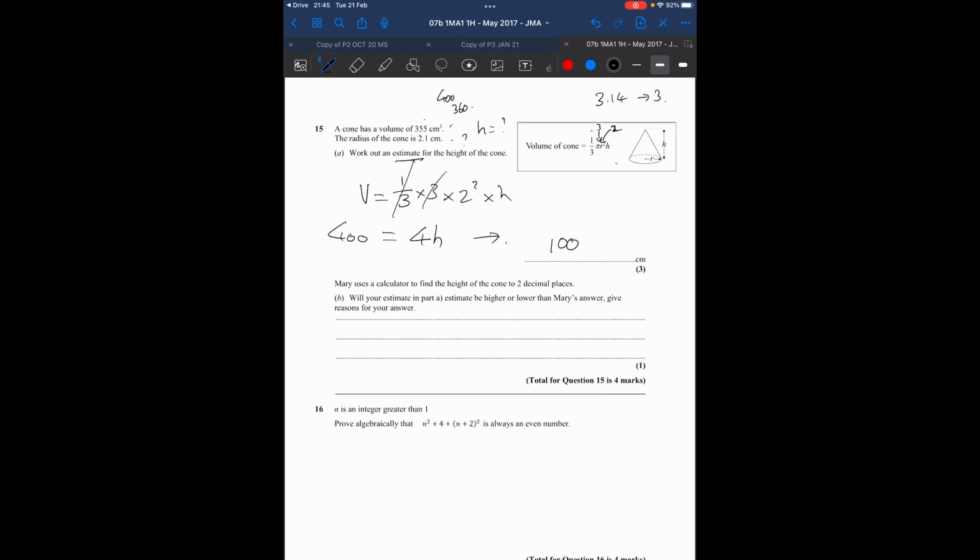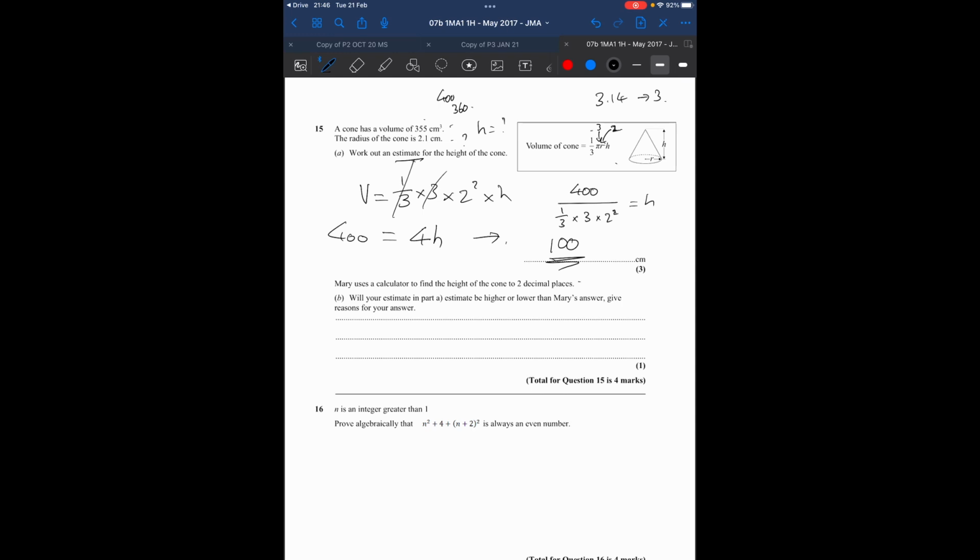So Mary uses a calculator to find the height of the cone to 2 decimal places. Will our estimate in part A, so will this number here, be higher or lower than Mary's answer? So Mary has the real answer. So is Mary's answer going to be higher or lower? Well, what did we do? We had our 400, and in effect we divided by a third. So this bit's a little bit tricky, okay? But a third times 3 times 2 squared, that's another way of thinking about what we did.